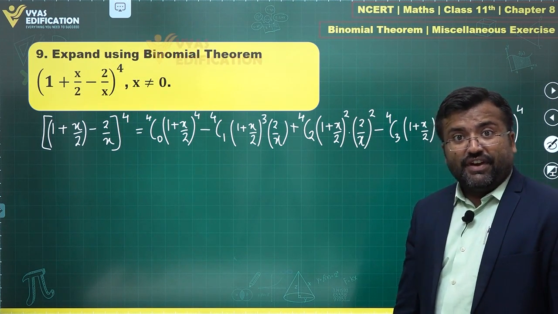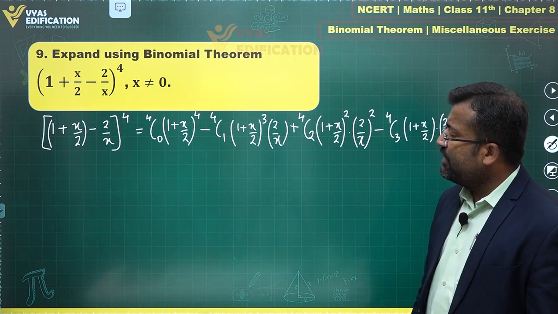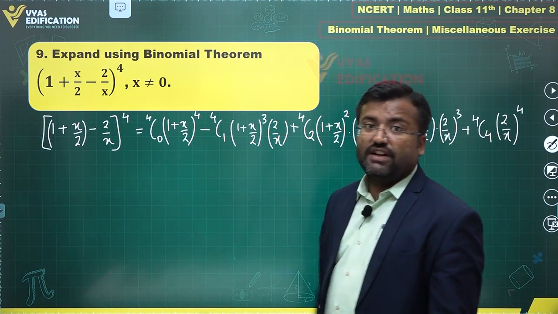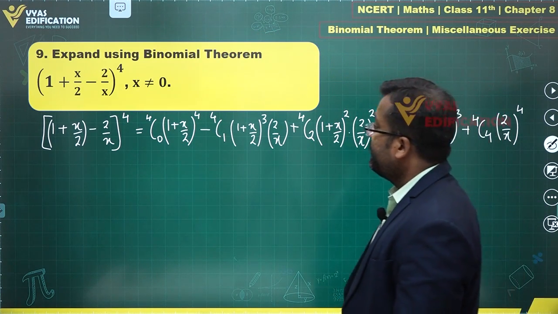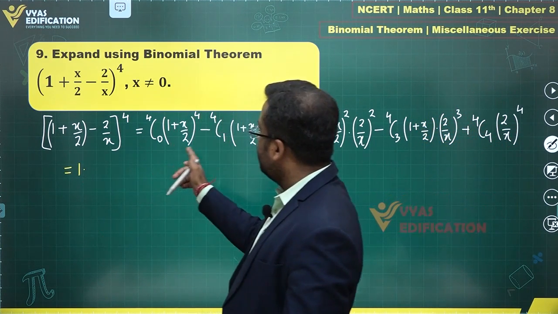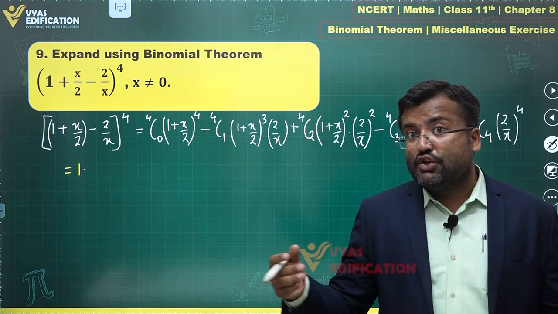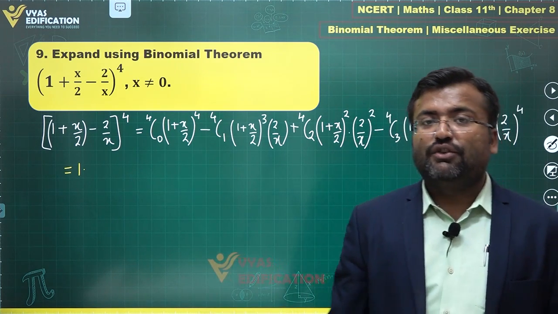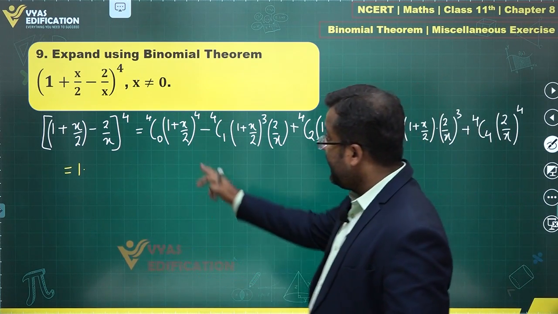Next is simplification. But before that, we need to expand this one as well, right? Let's try to expand this one. This becomes 4c0, which is 1 times, this is power 4. So we'll have to use binomial again over here.